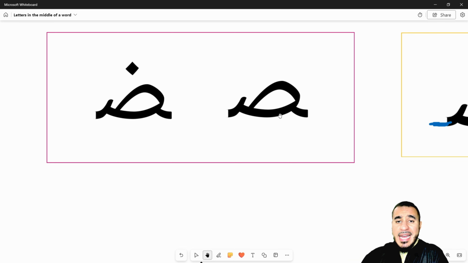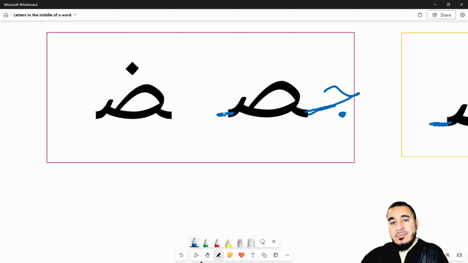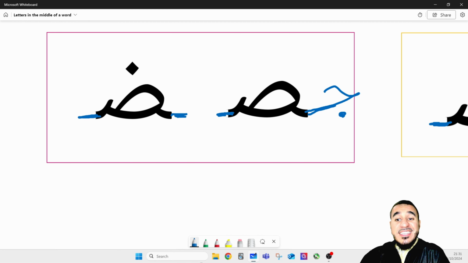And the sad and the dad, same thing. The sad looks exactly how it was when it's at the start of a word, except it's got the little tail at the beginning, meaning it can attach to the letter before it, like the jim, for example. Okay, and then it can attach to a letter that comes at the end of the word. Okay, the same is true for the dad. So the sad and the dad can have a letter that comes directly before it attached to it, and directly after it attached to it as well. Okay, if those letters permit.